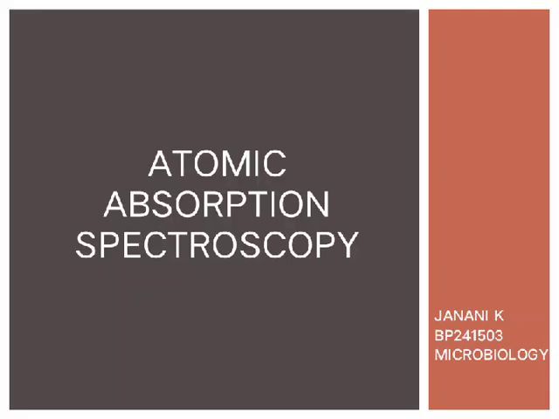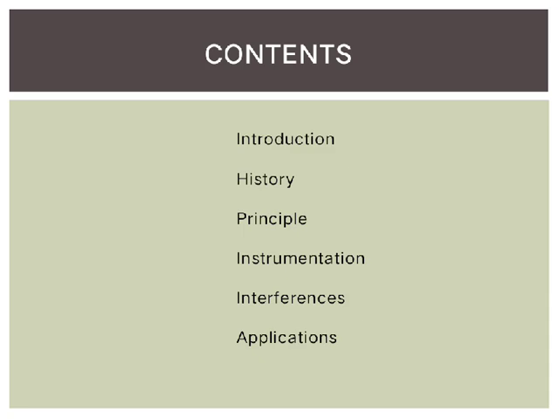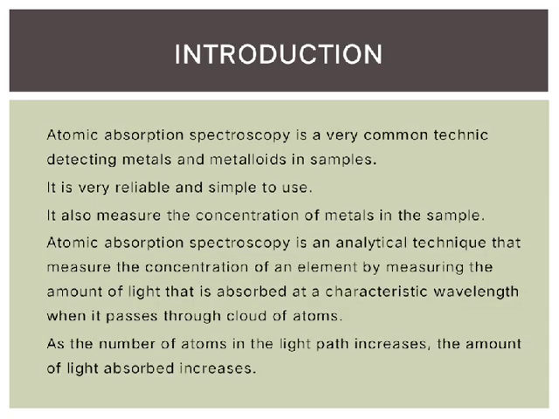In this video we are going to see about atomic absorption spectroscopy. Atomic absorption spectroscopy is a very common technique for detecting metals and metalloids in samples. It is very reliable and simple to use. It also measures the concentration of metals in the sample.